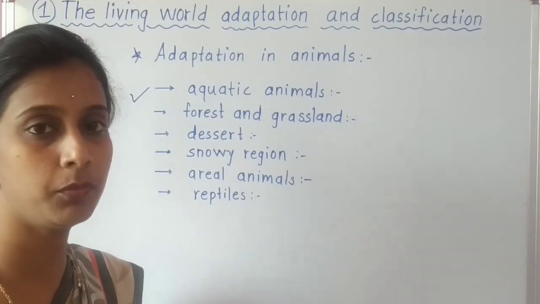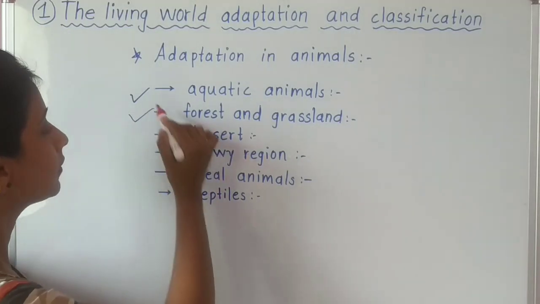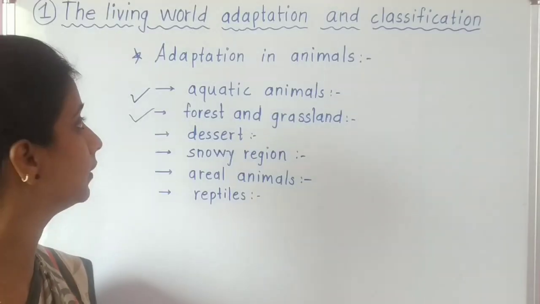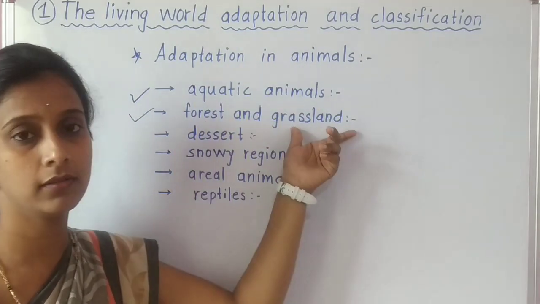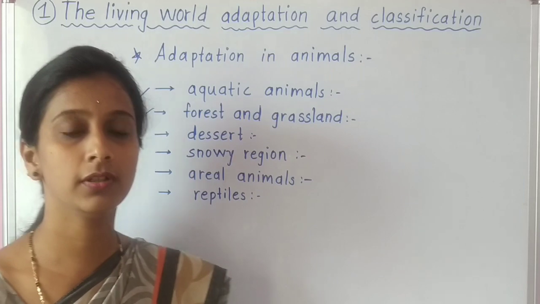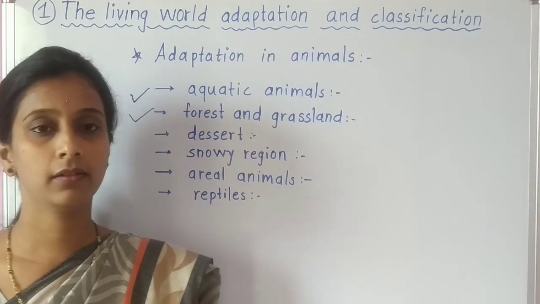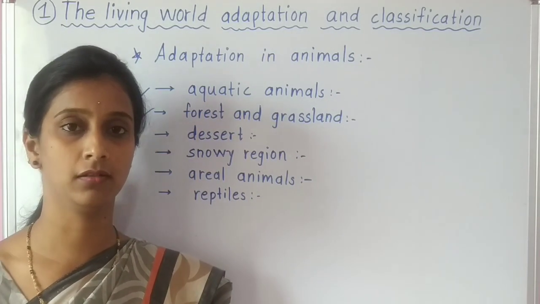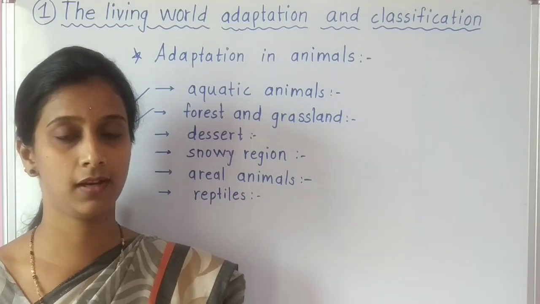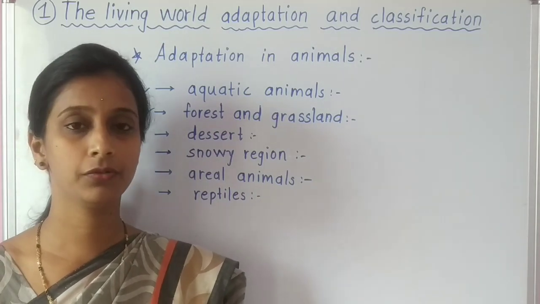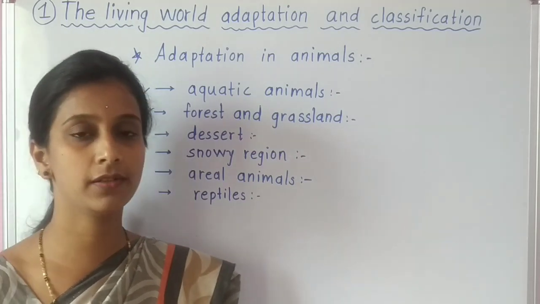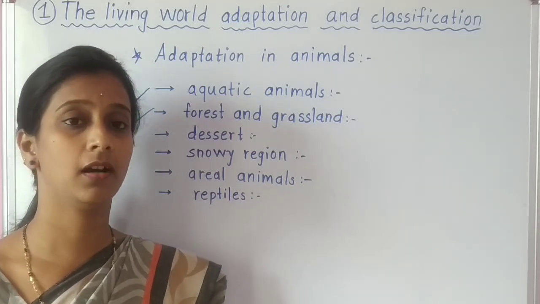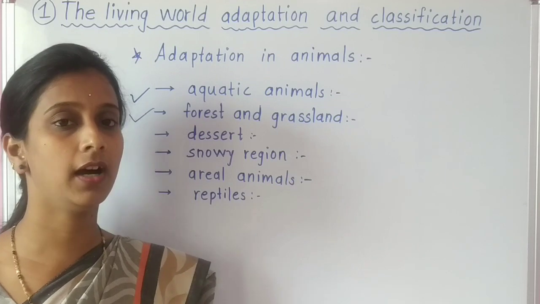Now come to the next point, that is forest and grassland animals. Adaptation takes place in the forest and grassland animals. Students, forest and grassland, we can imagine how the forests are, how the grasslands are. I think all of you have seen the movie Jungle Book. From that you can imagine how the forest animals are, how the grassland animals are.